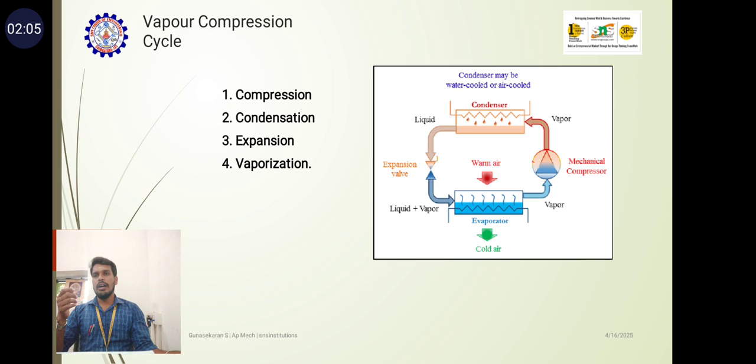Second one, condensation is the second stage where high pressure, high temperature vapor refrigerant from the compressor enters the condenser. In the condenser, the refrigerant releases its heat to the surrounding environment, usually air or water, causing it to condense into a high pressure liquid. This heat exchange occurs without changing the pressure, and it transforms the refrigerant from a gas to a liquid state. See that here the condenser is changing the refrigerant from gas to liquid state.